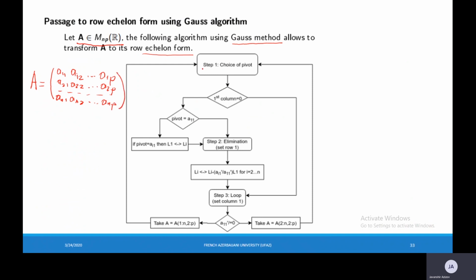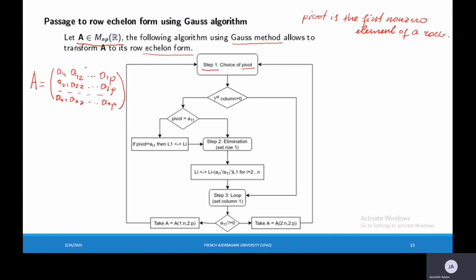In the first step, we should define the pivot. Let's write the definition of pivot. Pivot is the first non-zero element of a row.